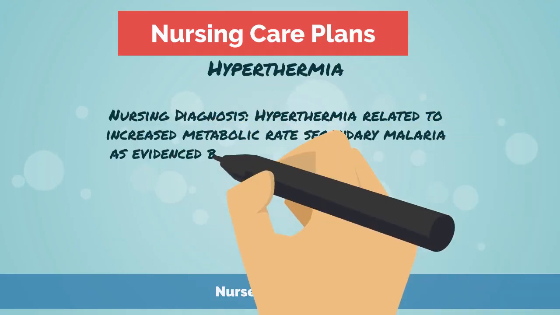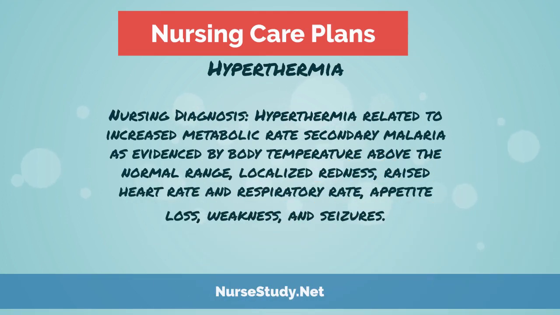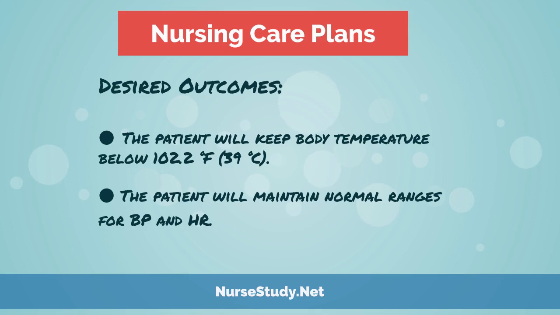Hyperthermia. Nursing diagnosis: hyperthermia related to increased metabolic rate secondary to malaria as evidenced by body temperature above the normal range, localized redness, raised heart rate and respiratory rate, appetite loss, weakness, and seizures. Desired outcomes: the patient will keep body temperature below 102.2 degrees Fahrenheit, 39 degrees Celsius. The patient will maintain normal ranges for BP and heart rate.